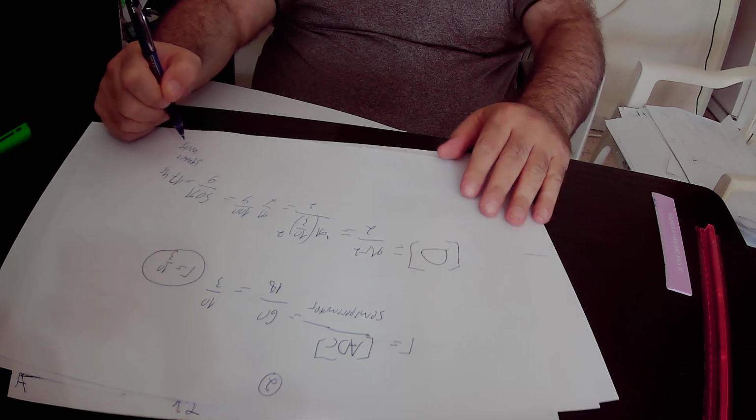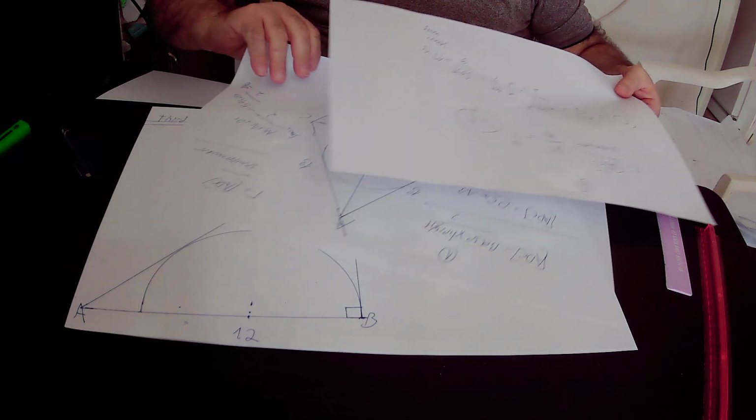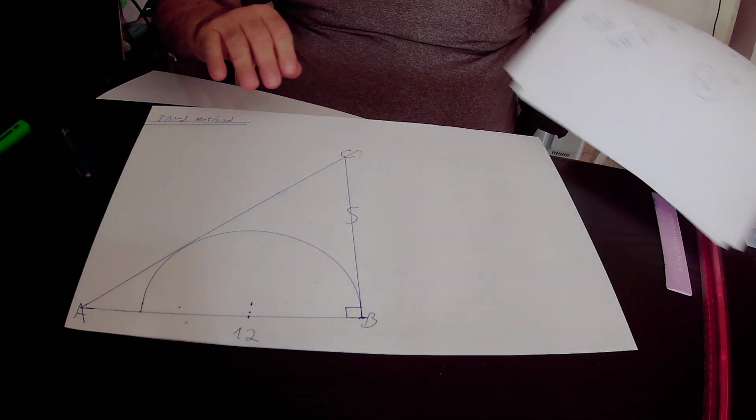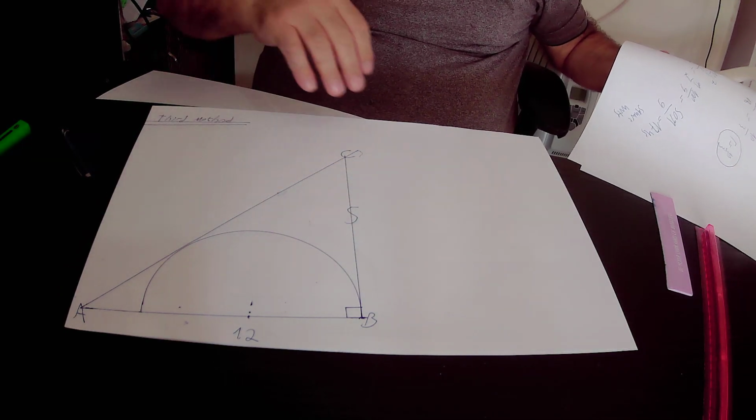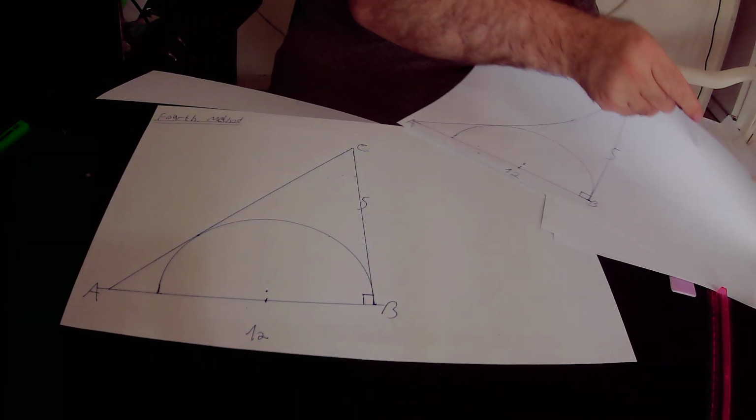Okay, we finished with the third method. In the next step, I will present to you how to find the area of this semicircle according to the fourth method. Okay?